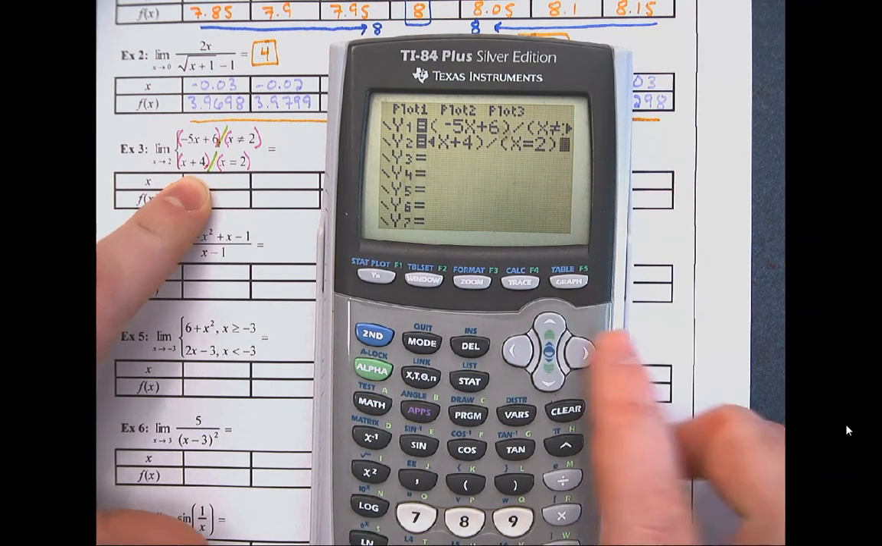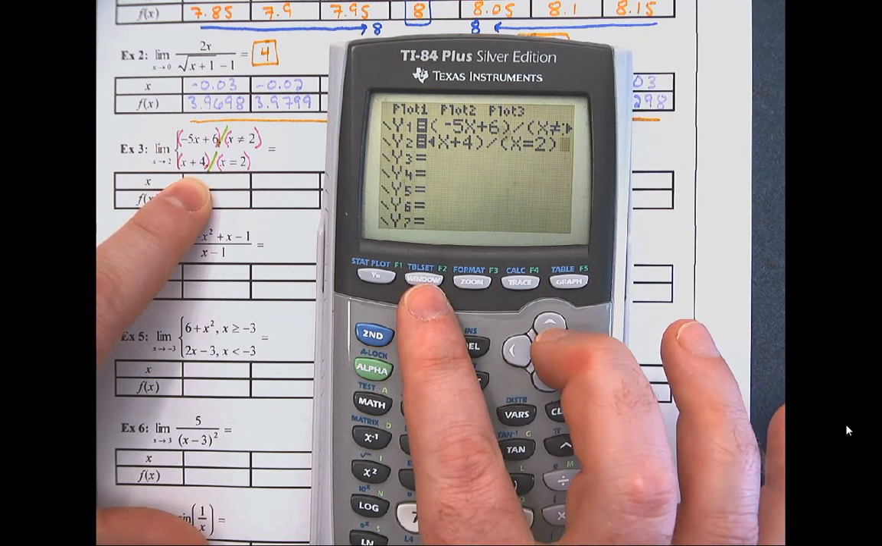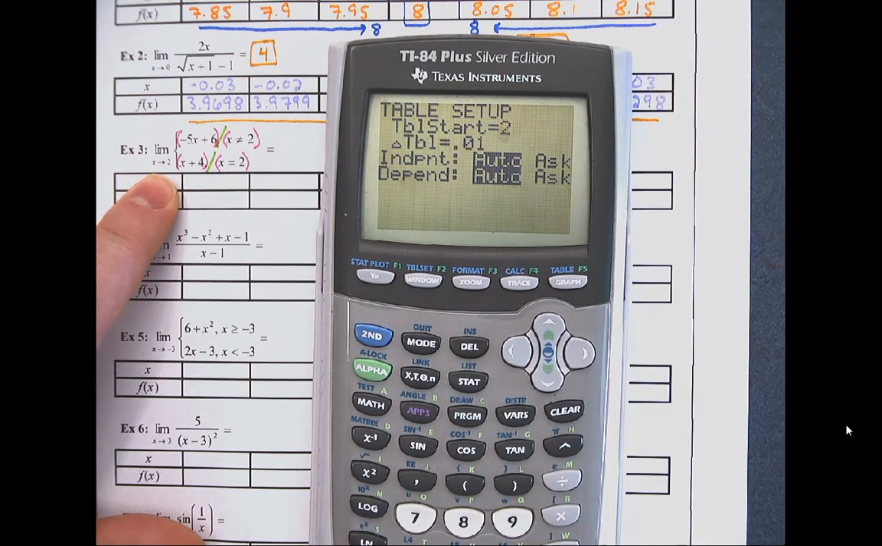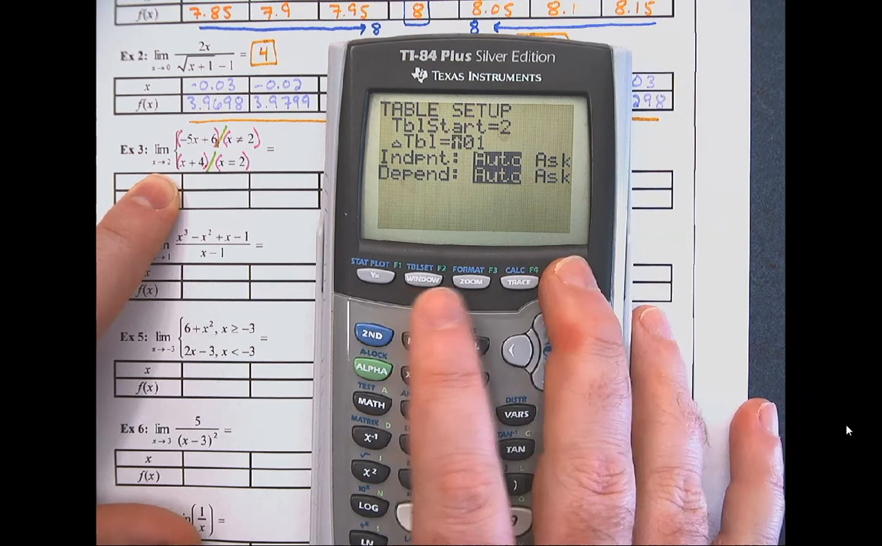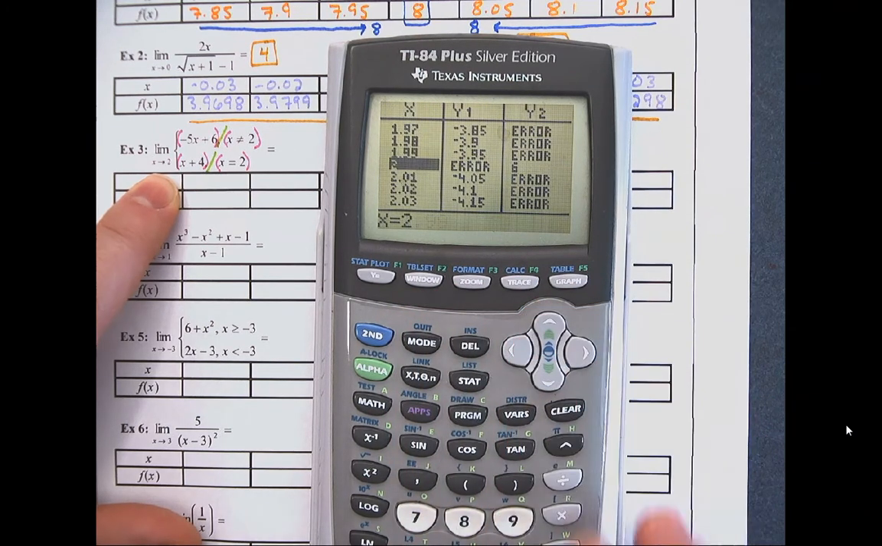And this time I'm going to cut to the chase. I'm going to save myself some time. I'm going to go right to table set to begin. So where should we be approaching? My table start should be 2. My delta table should be still something very small. Now I can go to my table. I always want to set it up so that 2 is in the middle.